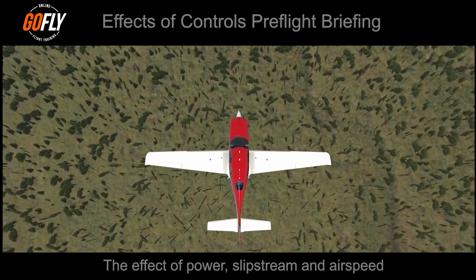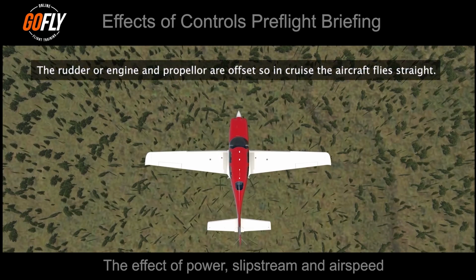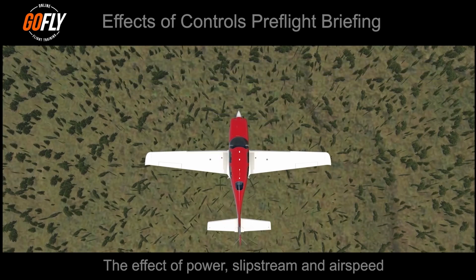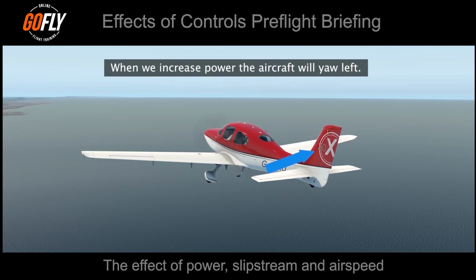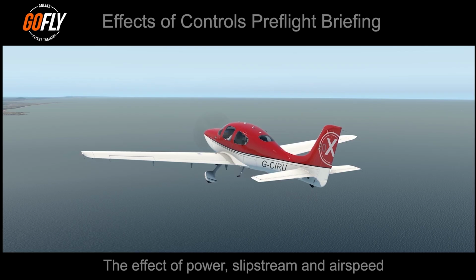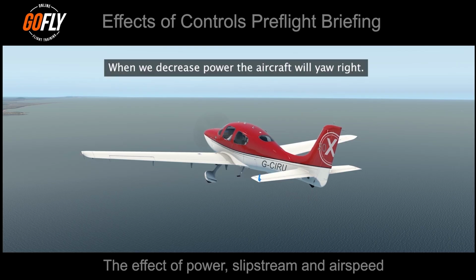The aircraft designers have designed the aircraft to have either the rudder or engine and propeller slightly offset, so in normal cruise, where the aircraft spends most of its time, the aircraft does not yaw left and will fly straight. When power is increased, the slipstream and resulting force will increase in the tail of the aircraft and cause the aircraft to yaw left. When power is decreased, the aircraft will have less slipstream and force on the tail and a tendency to yaw to the right.